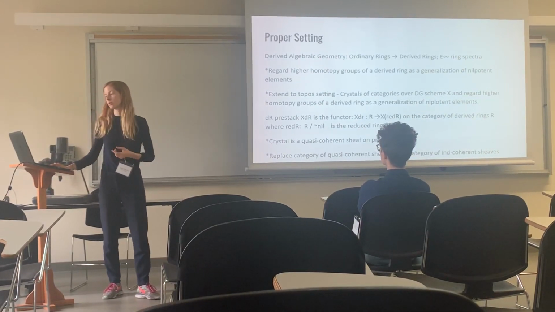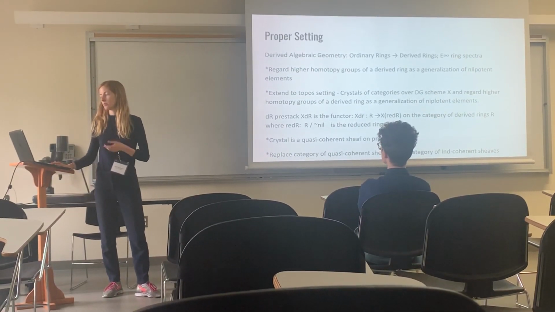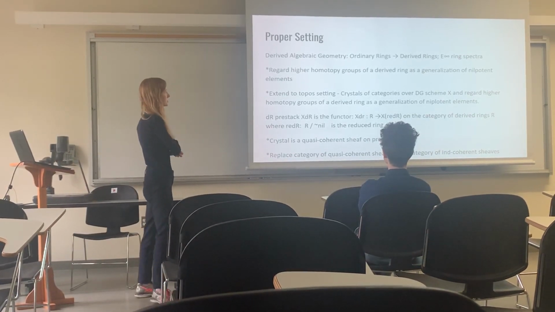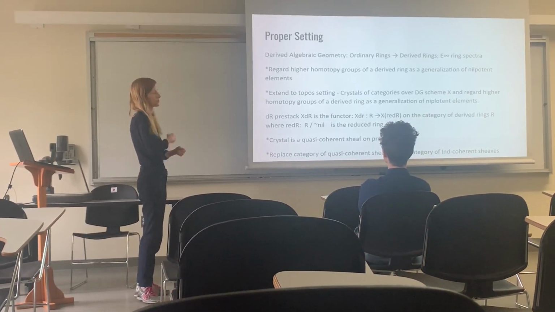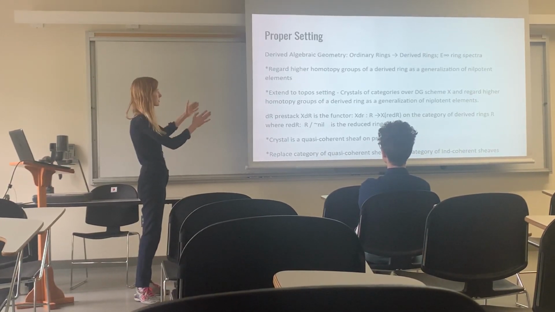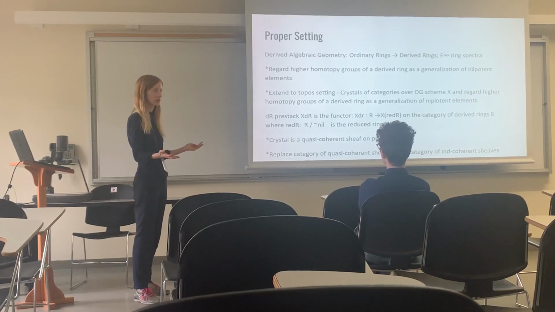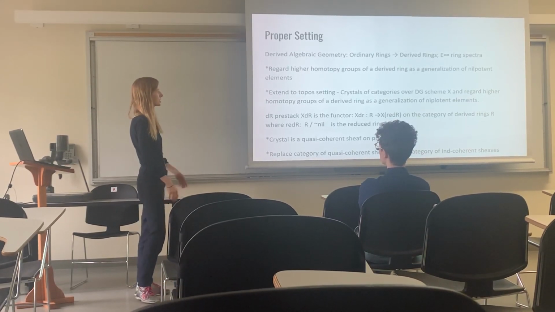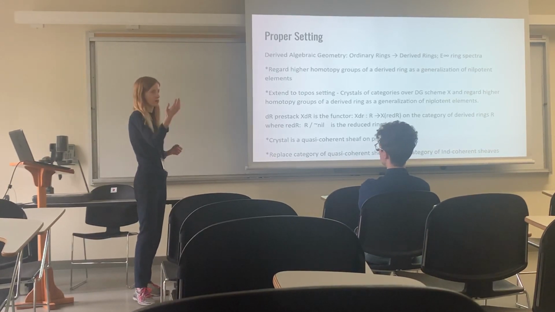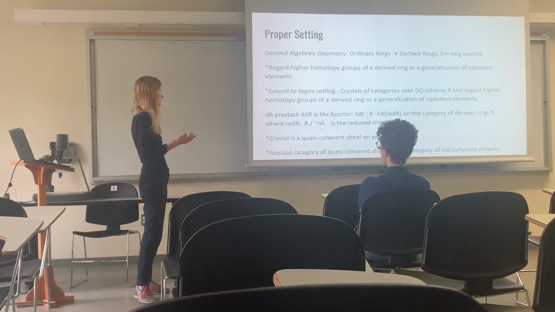So what's the proper setting? Well, you have to throw it in the DAG. You get E-infinity ring spectra, where we're really trying to regard the higher homotopy groups as the generalization of the nilpotent elements. So everything's sort of reductive here, which is neat. So my idea is, well, let's just push this into the topos setting, which requires a lot of work and a lot of structure. So if you can actually get crystals of categories over these things and regard the higher homotopy groups as the derived ring component, I think it's also kind of cool.